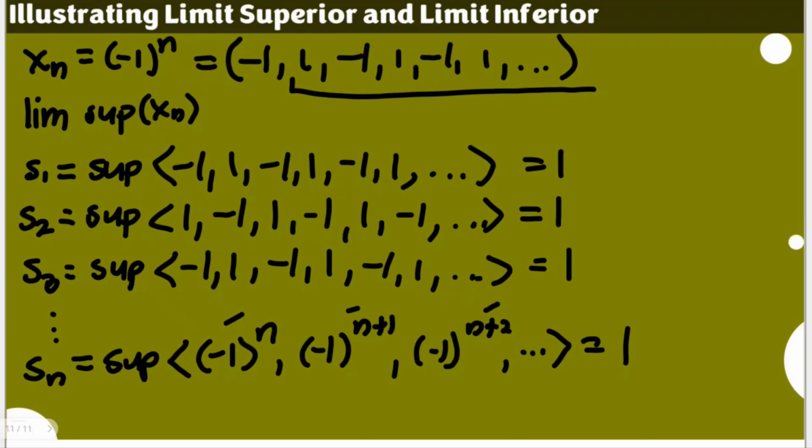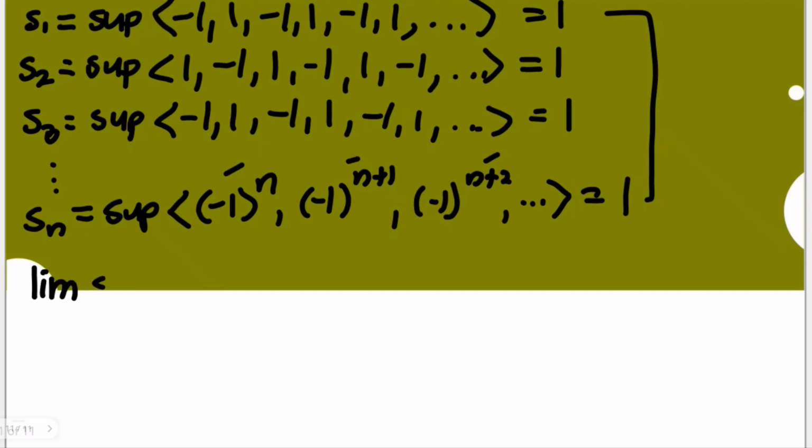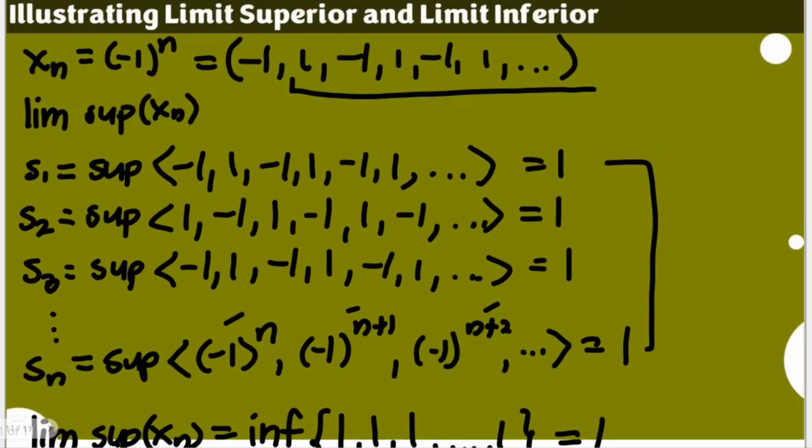So all of this will be part of set V, and you will have here the limit supremum of x sub n is equal to the infimum of this set containing all of this 1, 1, 1 until 1, and so on and so forth. And the infimum of this is just equal to 1. In short, the limit supremum of your x sub n, where your x sub n is negative 1 raised to the power of n, is equal to 1. You can also use the other notation, the limit supremum of x sub n is equal to 1.